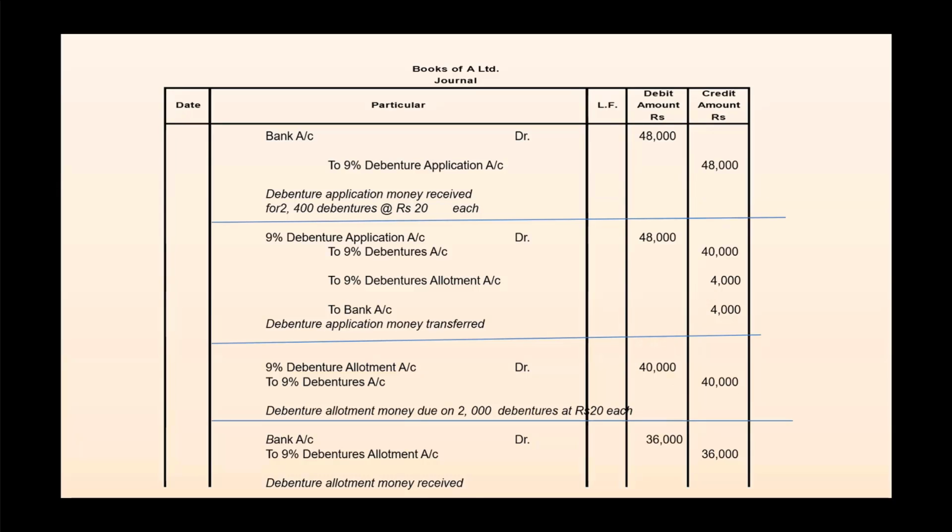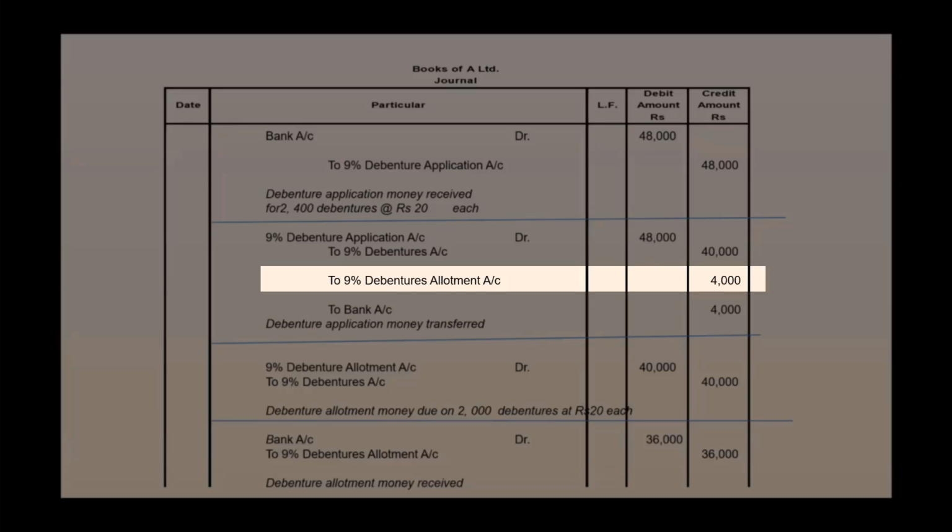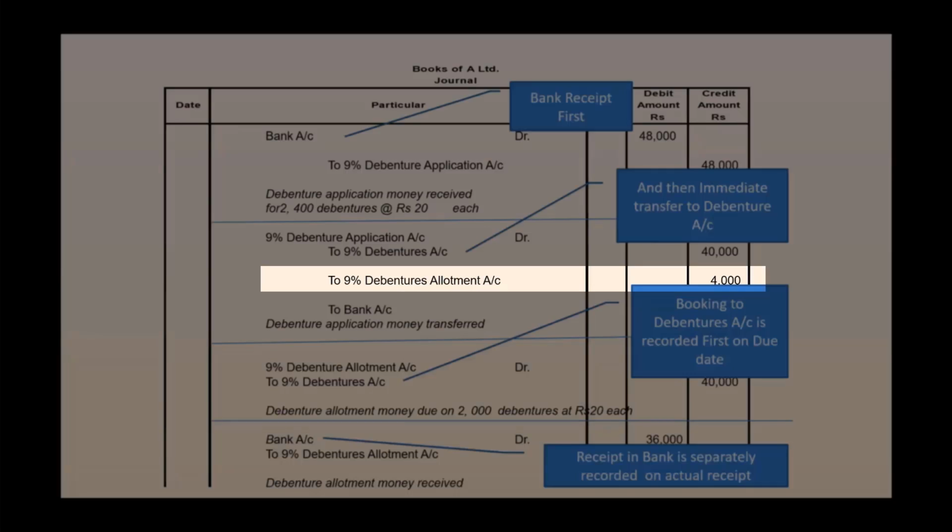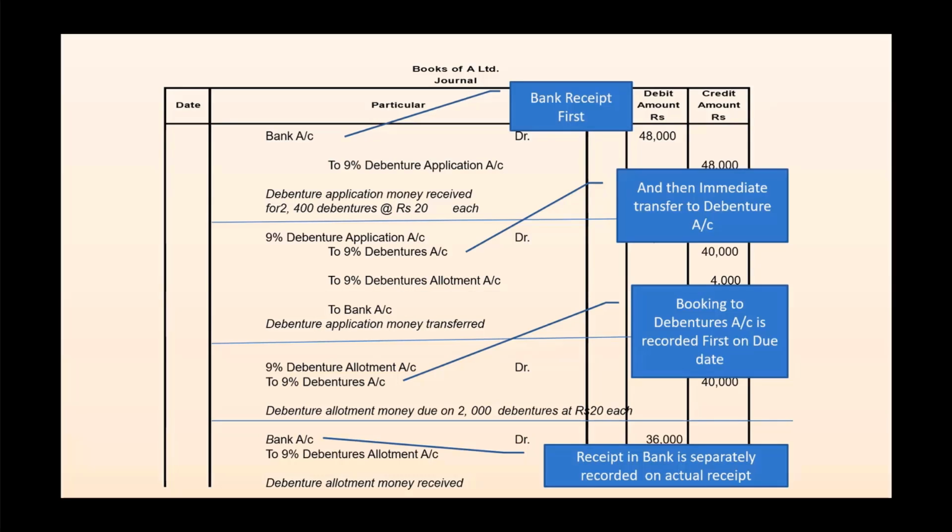In the allotment stage, notice that the amount collected is only rupees 36,000. This is because of the excess money that resulted from prorata allotment at the application stage. That excess money was retained in the debenture allotment account. It is now used in the allotment stage.